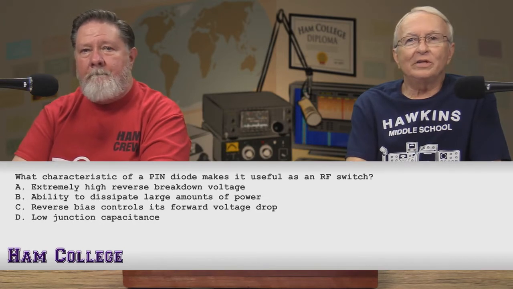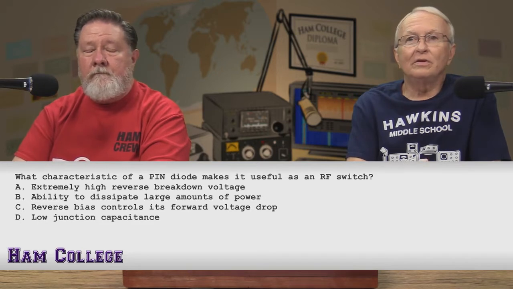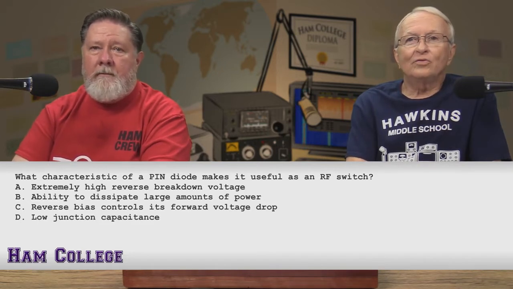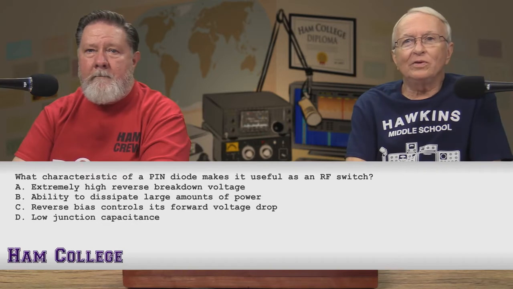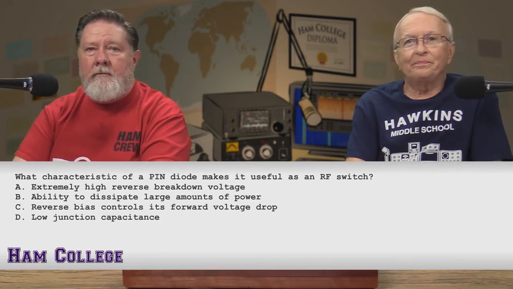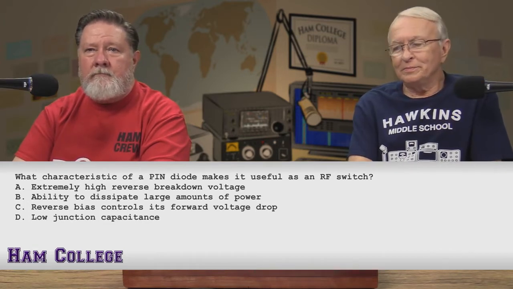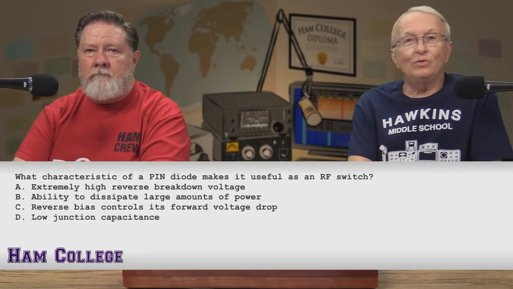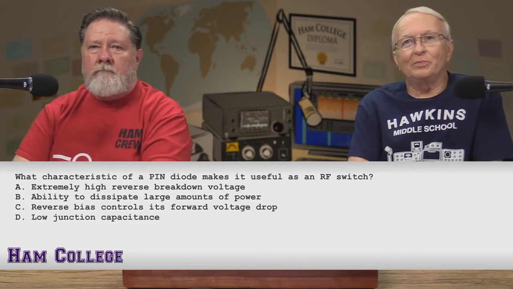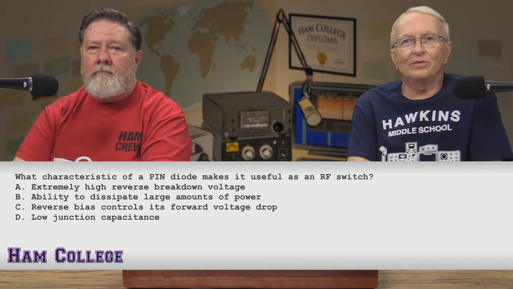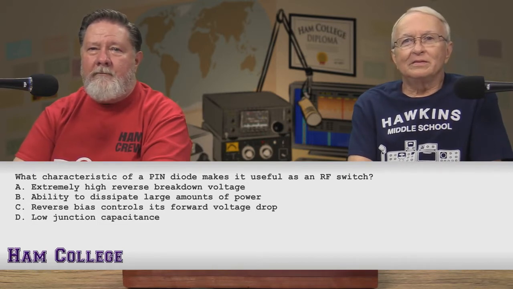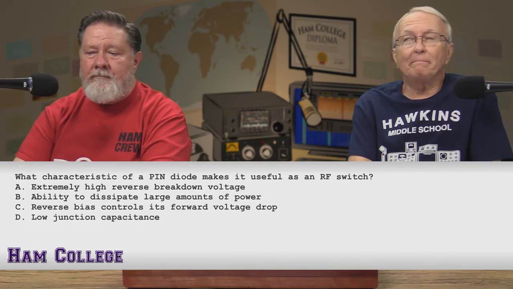What characteristic of a PIN diode makes it useful as an RF switch? Extremely high reverse breakdown voltage. That wouldn't really help. The ability to dissipate large amounts of power. No, you wouldn't want your RF switch dissipating your power. You'd want to pass it on through. Yeah. C, reverse bias controls its forward voltage drop.